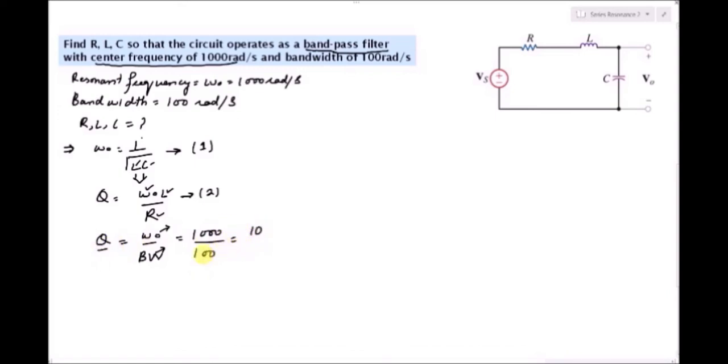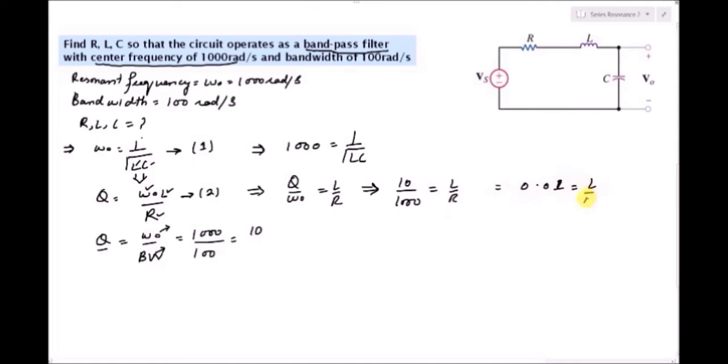So if I use the values known in the above two equations, omega naught value 1000 is equal to 1 over under root LC. And then the second equation will become Q over omega naught is equal to L over R. So the final equation will be 10 over omega naught, 1000, is equal to L over R, and it will become 0.01 is equal to L over R.